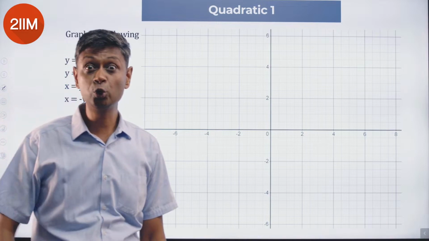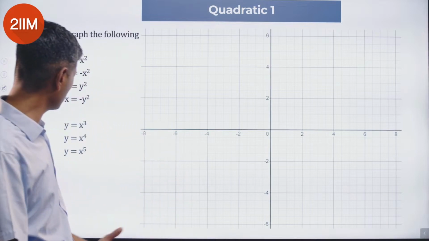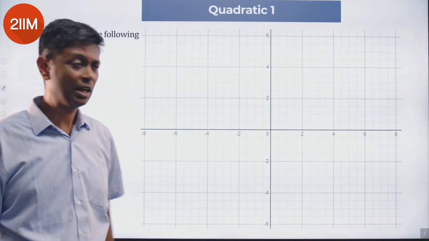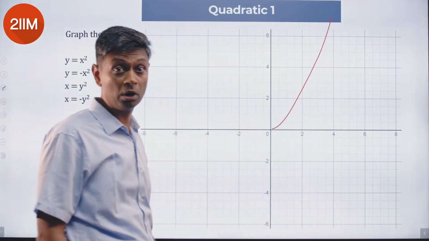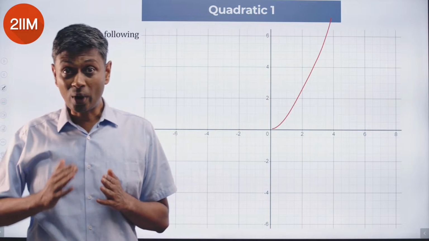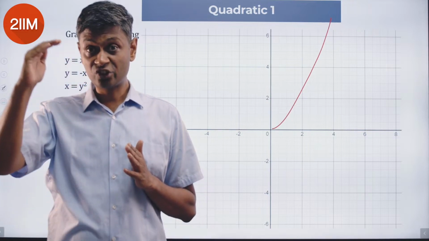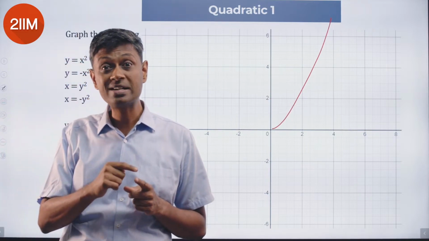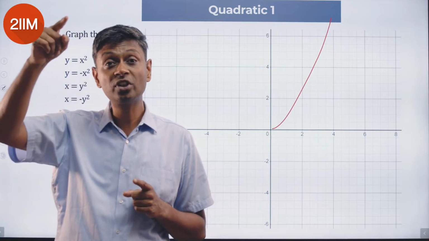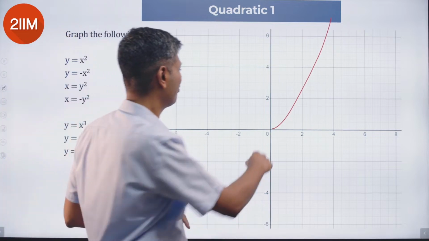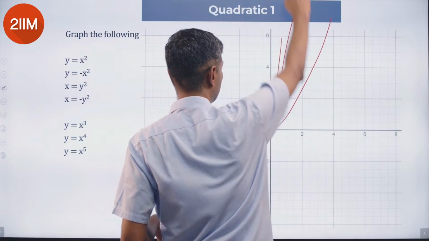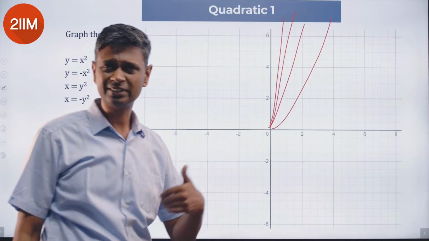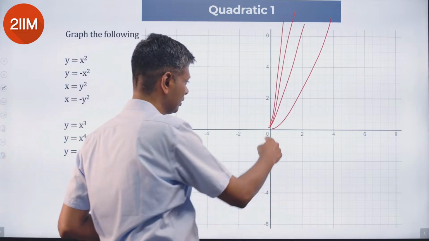Y equal to x cube. X to the power 4, x to the power 5, how will they be? I'm going to start with x square and x cube. X square goes as 1, 4, 9, 16. X cube goes as 1, 8, 27, 64. It will fly. X to the power 4 will fly. X to the power 5 will fly. Just take off and fly, like this.